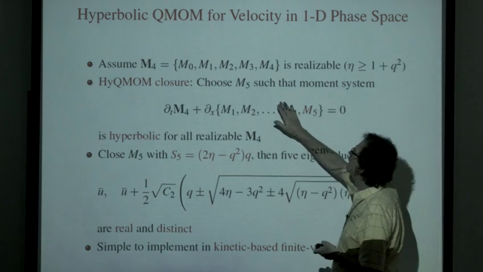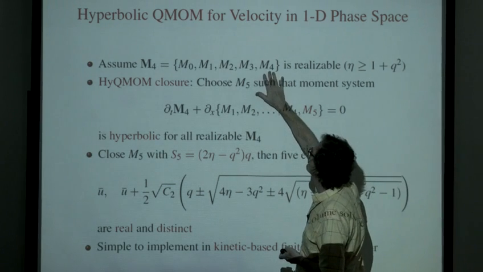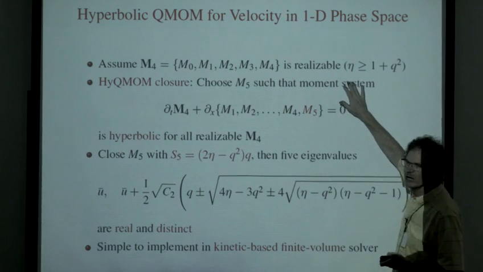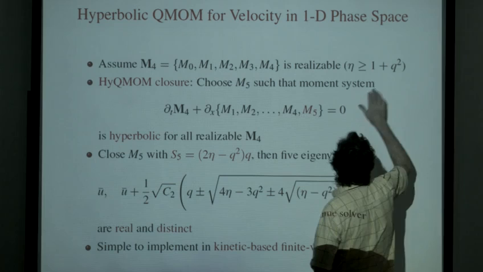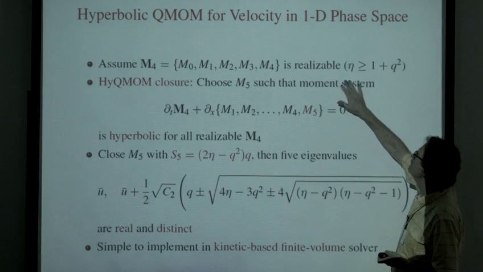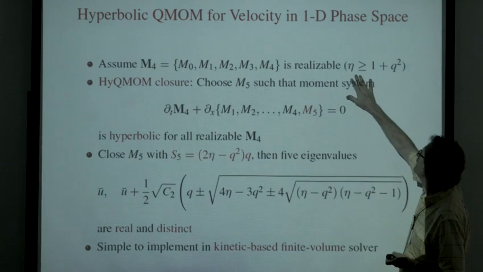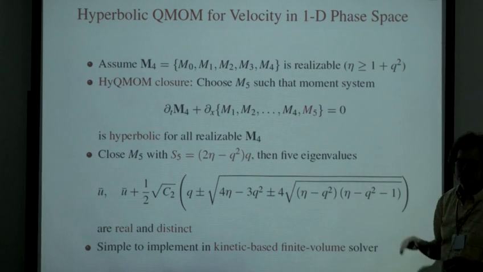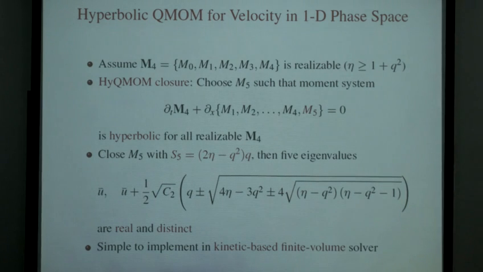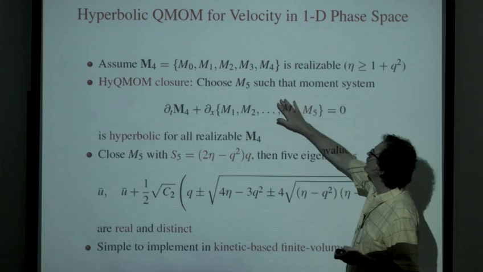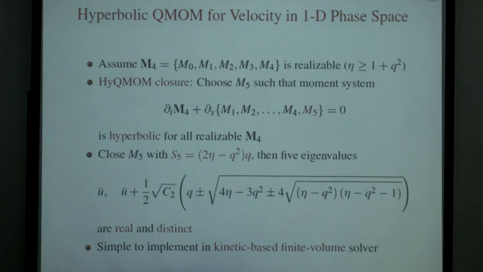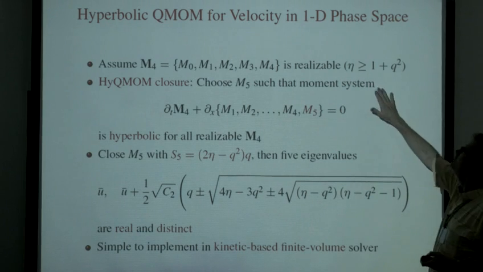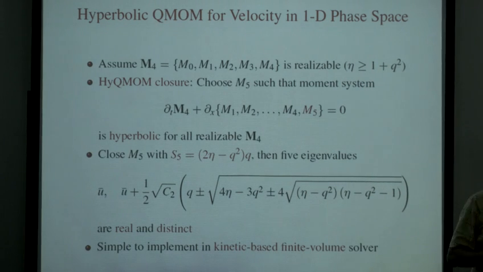This system is realizable as long as the fourth order moment, which is the standardized fourth order moment, eta, and the standardized third order moment, q, satisfy eta greater than or equal to 1 plus q squared. So it's a parabola, it's well known. Once you have M3 and M4, you can compute eta and q, and you can check this, and as long as it's greater, then your moments are realizable. If it's equal, then it's weakly hyperbolic, you're on the border, and so it's really a delta function.